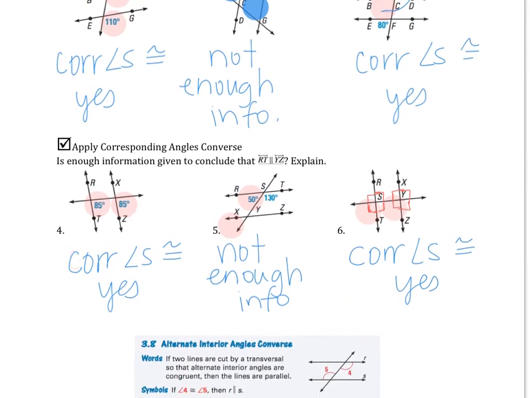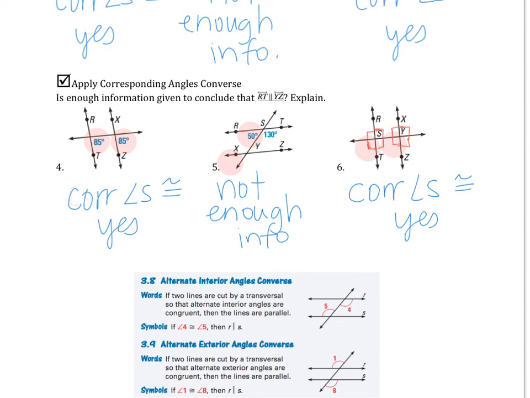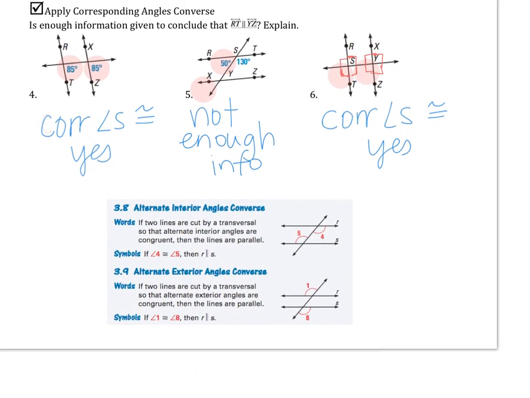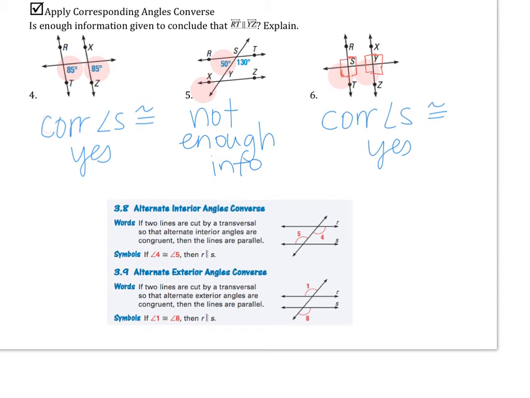Okay, so hopefully they worked out for you. Make sure that you ask questions if that seems confusing. Now we're going to add to our converse theorems, and we have the alternate interior angles converse and the alternate exterior angles converse. So they say basically that if you have alternate interior angles congruent, then our lines are parallel. The same thing with the alternate exterior angles. If you have alternate exterior angles congruent, then the lines are parallel. So our conclusion is always going to be in this section that our lines are parallel.